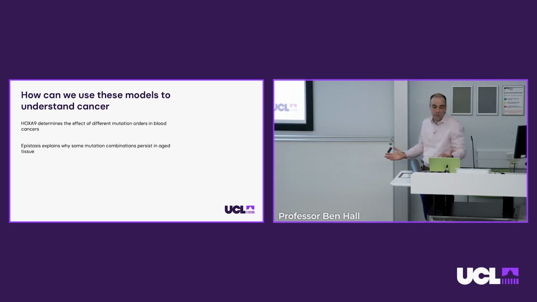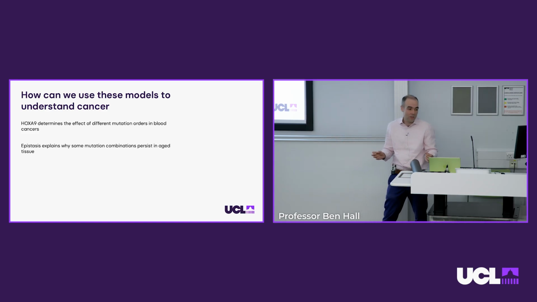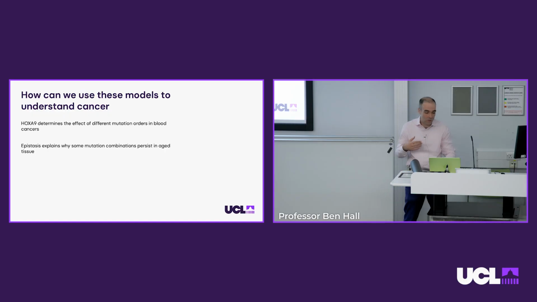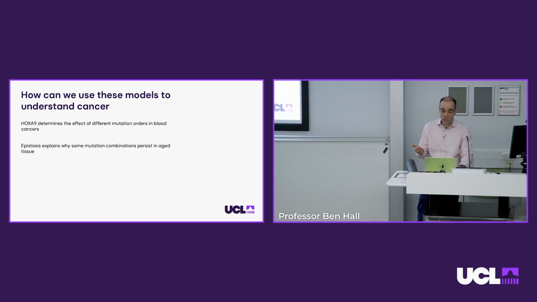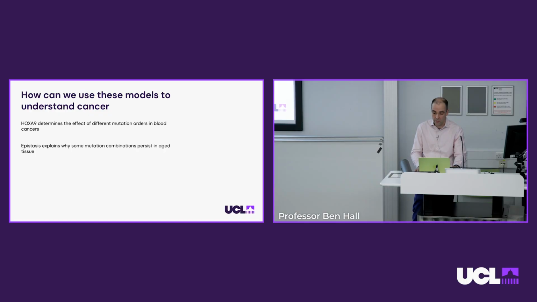So how can we use these models to understand cancer? Well, I'm going to give you two examples to close the session. I'm going to tell you about how one gene, homeobox A9, determines the effect of different mutations in blood cancers. And I'm going to also argue that in aged tissue, epistasis explains why some mutations persist and may suggest an opportunity for identifying new biomarkers for risk.